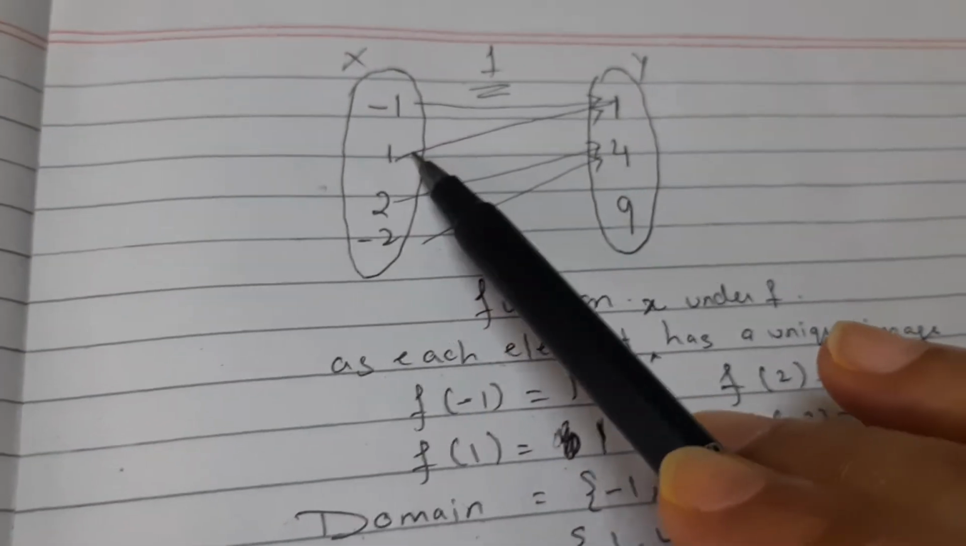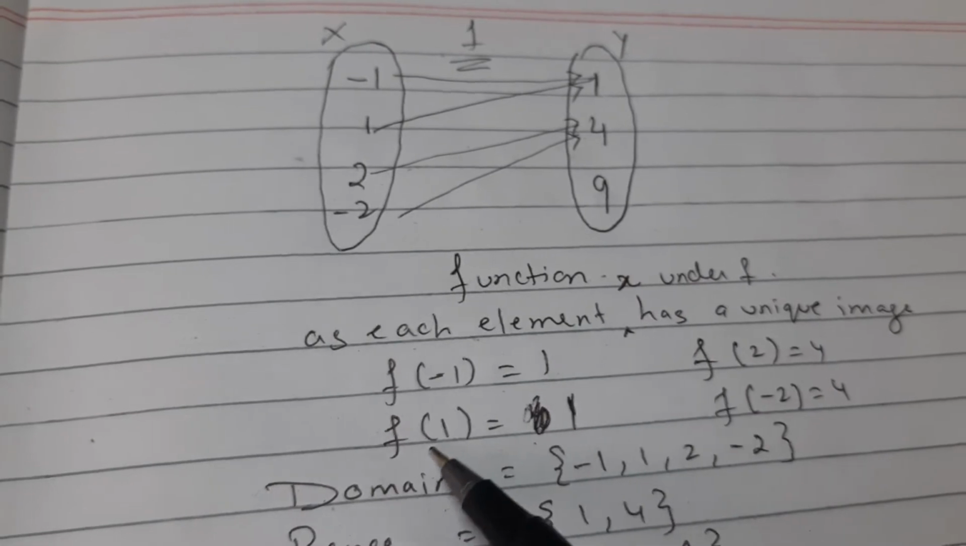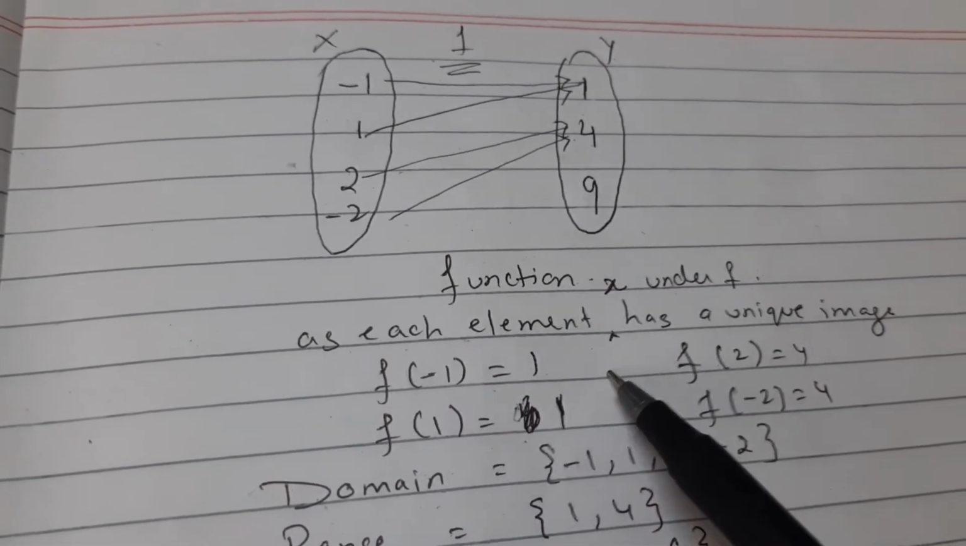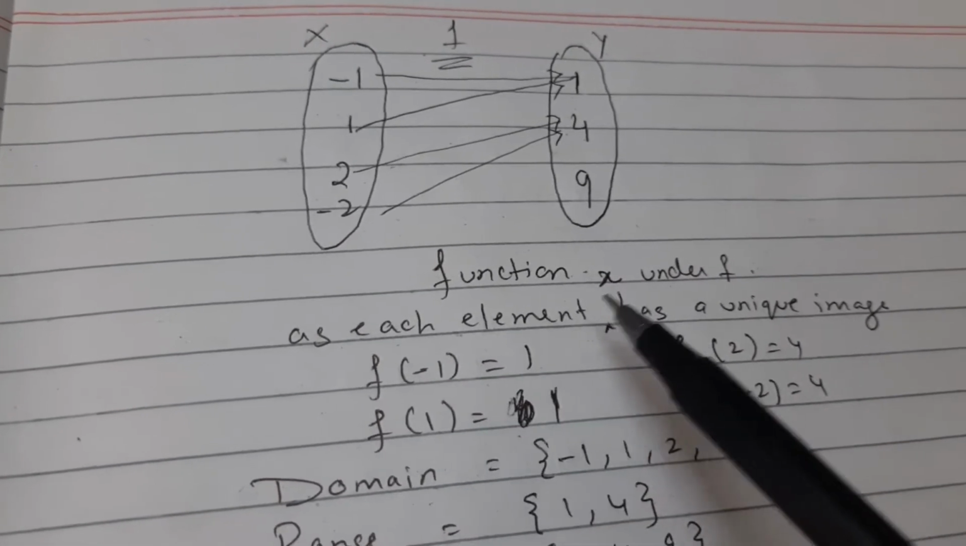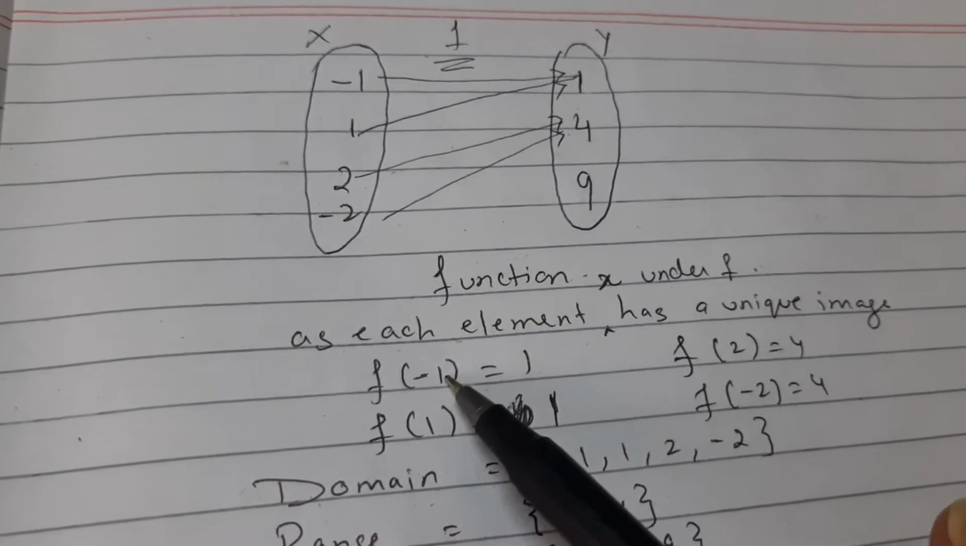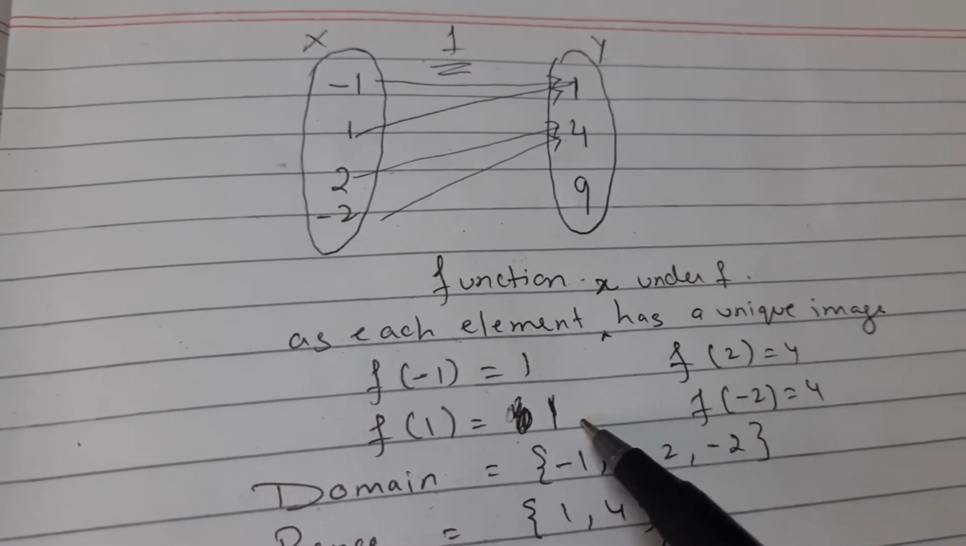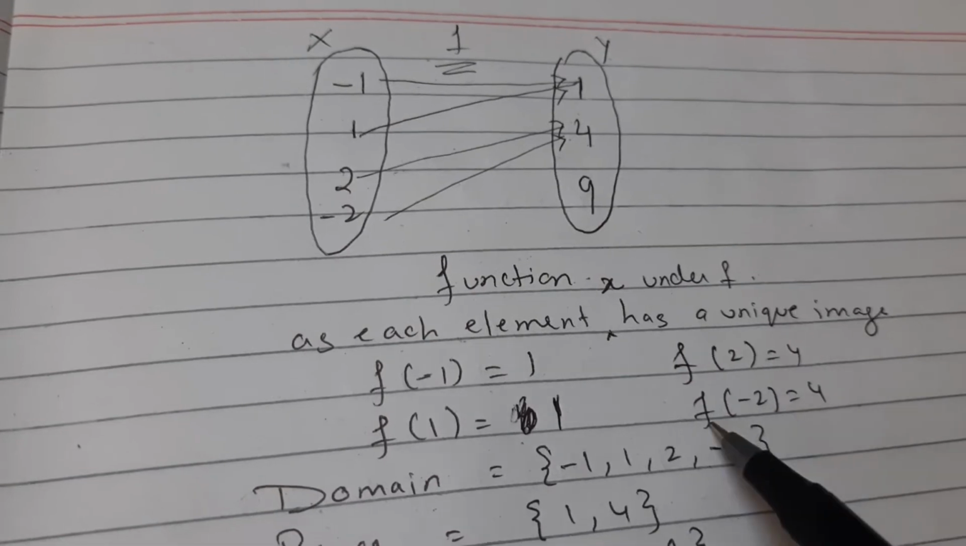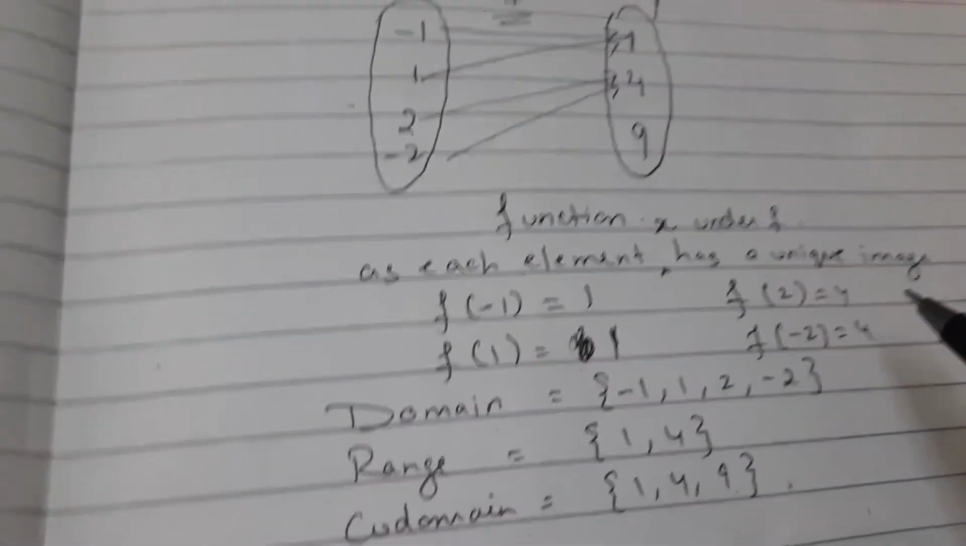You can see that f of minus 1 is 1, f of 1 is 1, f of minus 1 is not 2. F of minus 1 is not any other element. Minus 1 has got a unique image, 1 has got a unique image. F of 2 is 4, f of minus 2 is 4. So this is a function.